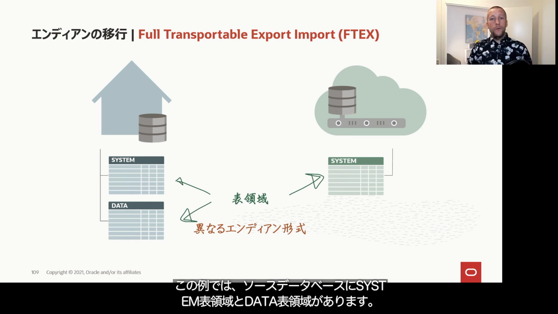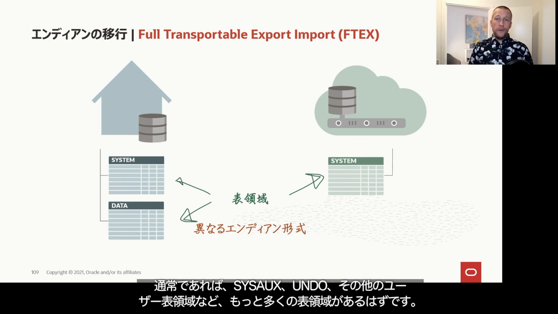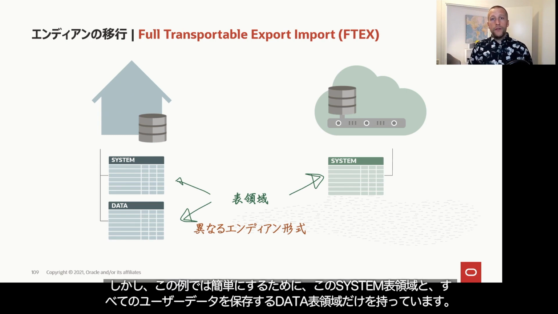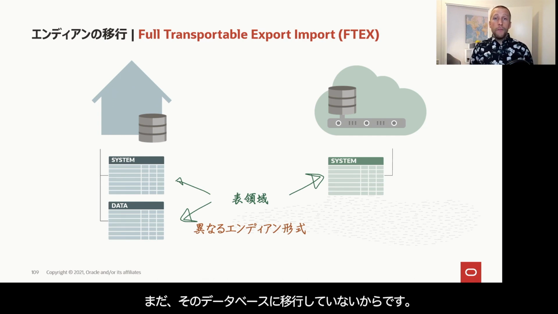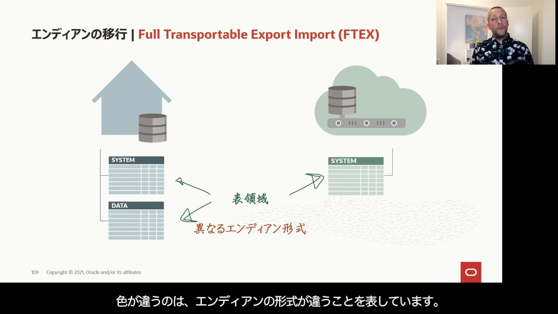In this example, we have a system tablespace and a data tablespace in our source database. Normally, you would have a lot more tablespaces, sysaux, undo, and other user tablespaces as well. But for simplicity, in this example, I only have the system tablespace and my data tablespace where I store all the user data. In my target system, I only have a system tablespace because I haven't created any user data there yet. I haven't migrated into that database yet. You'll notice the colors are different to represent that they are of a different Endian format.